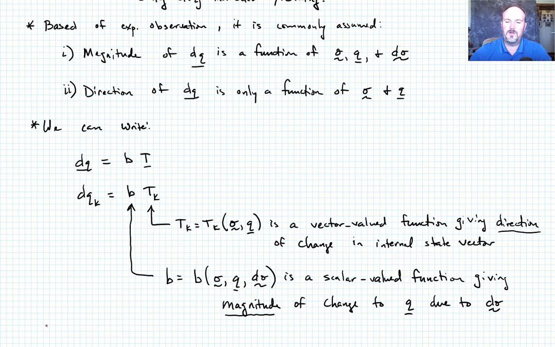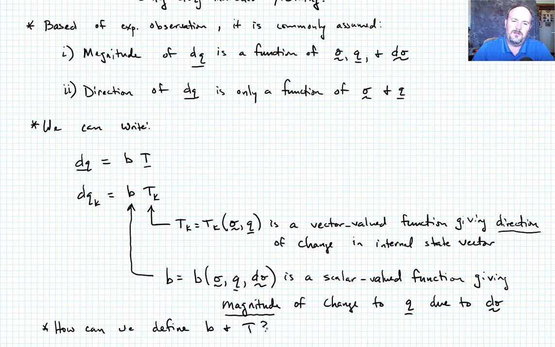So the question that we want to answer in our next lecture, now that we've defined it this way, is how can we define b and t? Because we have to do that if we want to ultimately get to the flow rule. So that will be the topic of our next conversation.